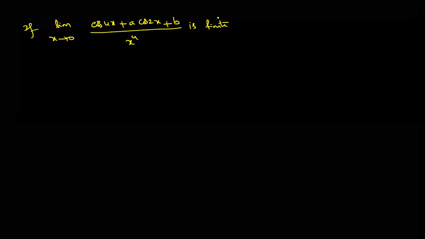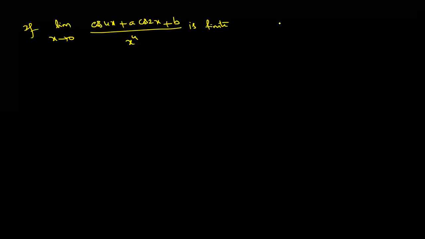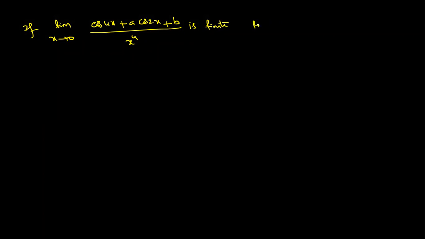Dear students, if limit x tends to 0, please write down these questions, very important. (cos 4x + a cos 2x + b) by x power 4 is finite. Find a and b.